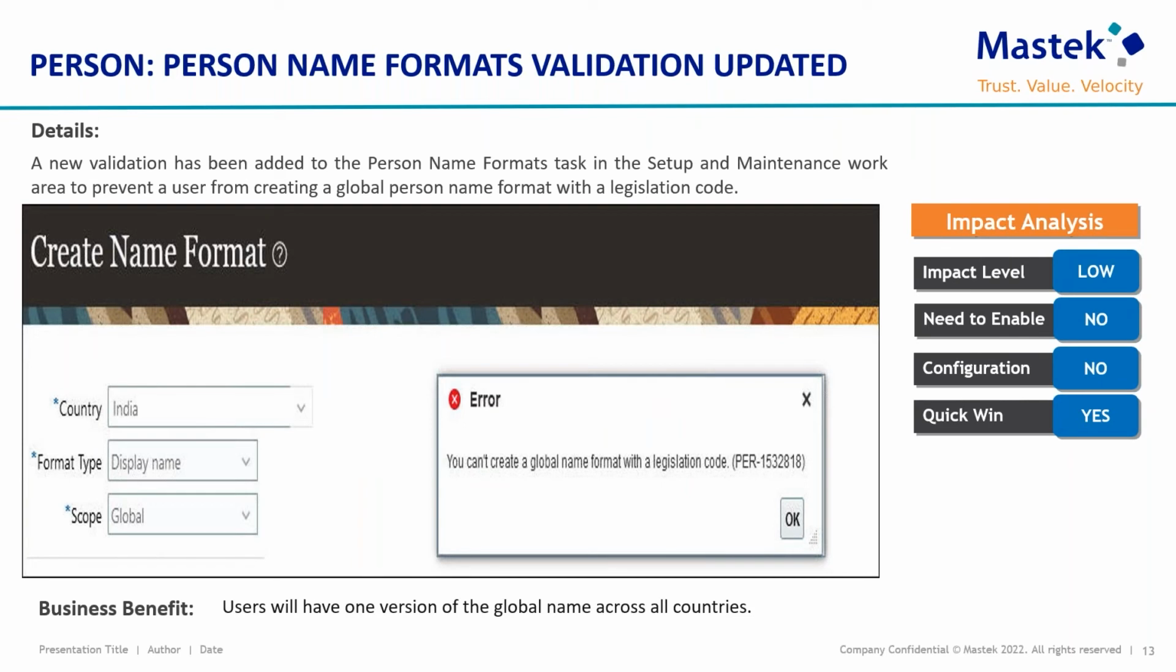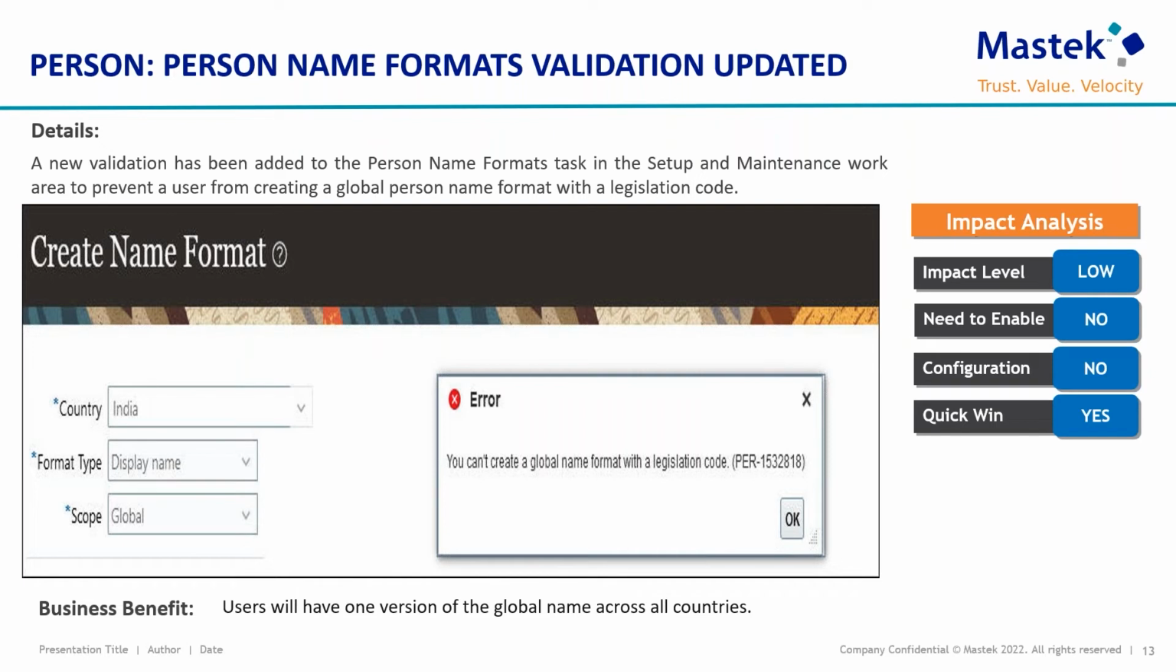Moving to the next feature, now the person name format has a validation. In the earlier system, users were able to create name formats at the global level, even for a specific country or legislation. Now, with this new feature, we will have one global name format across all the countries. And if there is a requirement of creating a different naming format for a different country, then it should be on a local level, not on the global.